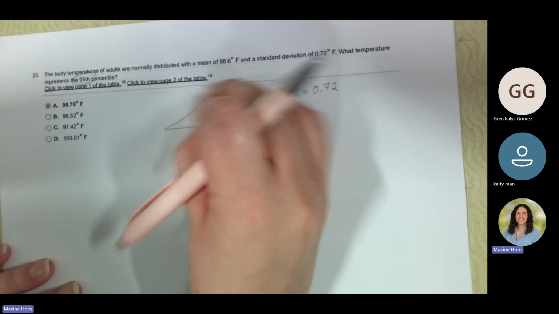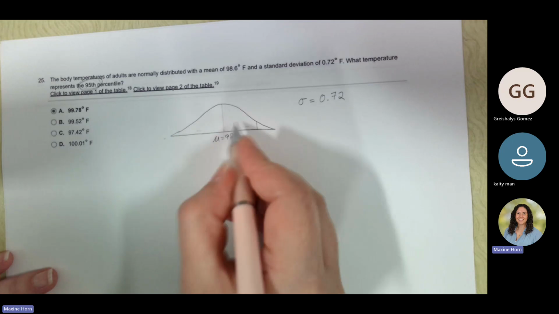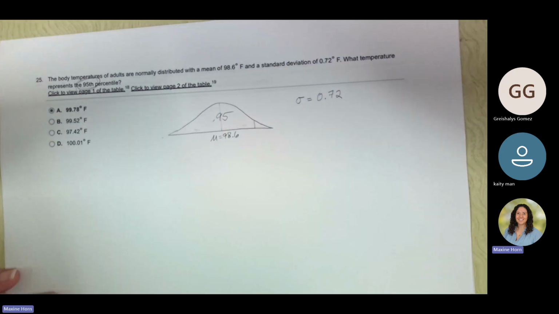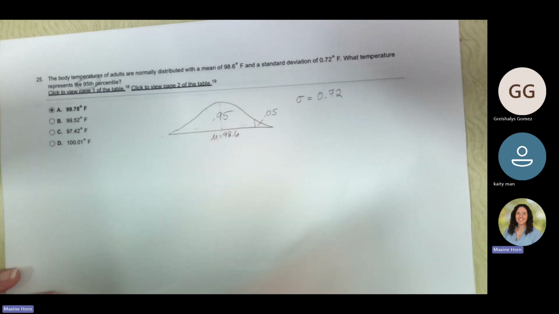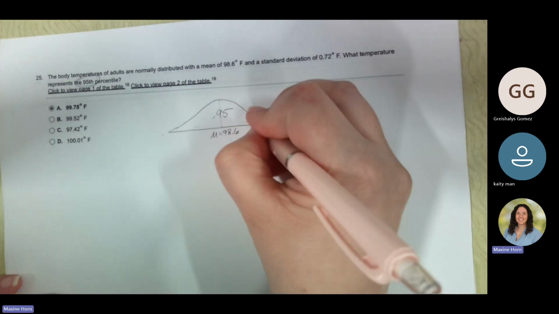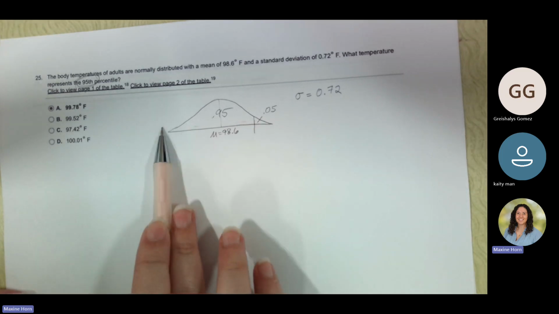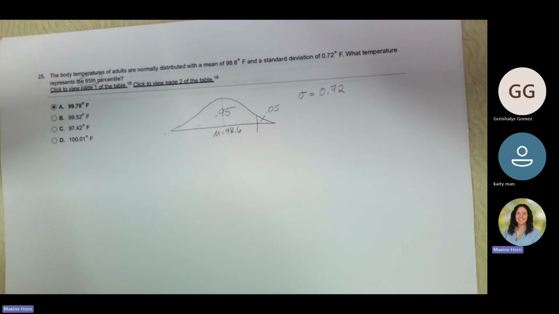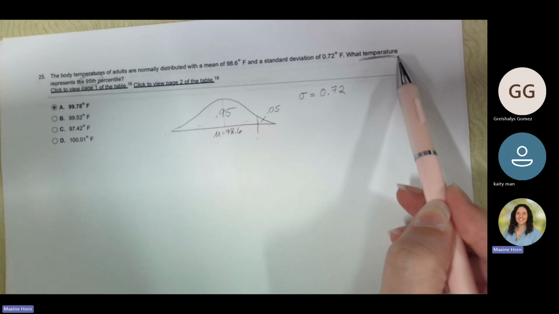It separates the bottom, like this whole area here is 95%, and this area here is 5%. So this score right here is what separates the bottom 95% from the top 5%. Okay. Now, they didn't just want a z-score though. They wanted an actual temperature.